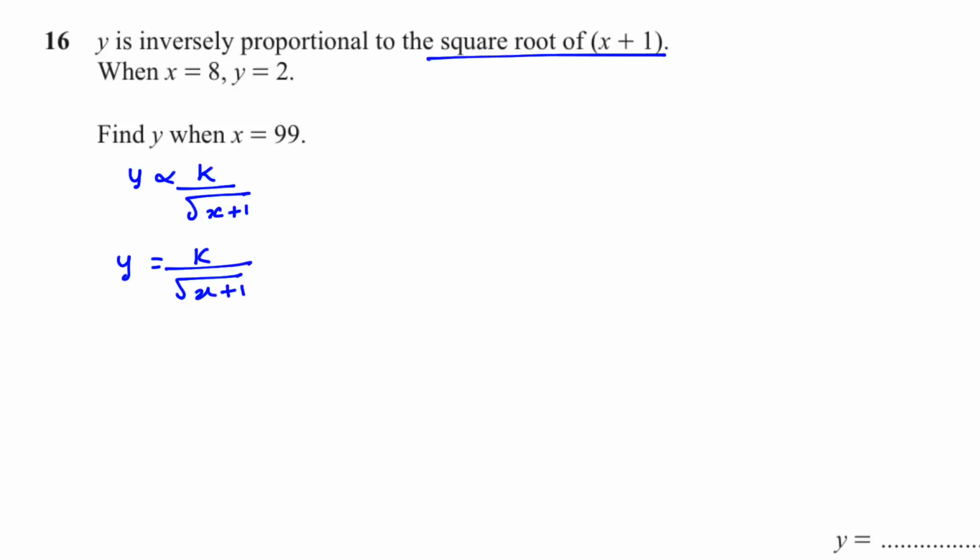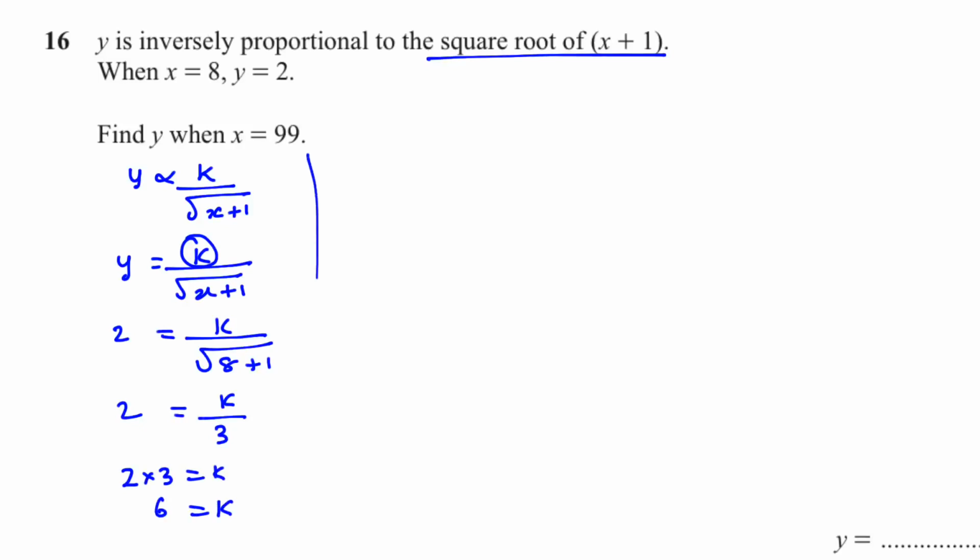Whenever they say inversely proportional or directly proportional, you have to find k first. So when y is 2, x is 8. So 8 plus 9 and square root it, you will get 3. Multiply the 3 by 2. 6 is equal to k. Therefore, you have y is equal to 6 over square root x plus 1.